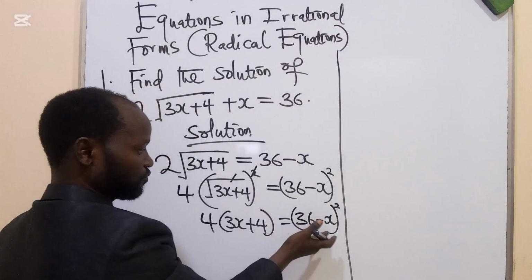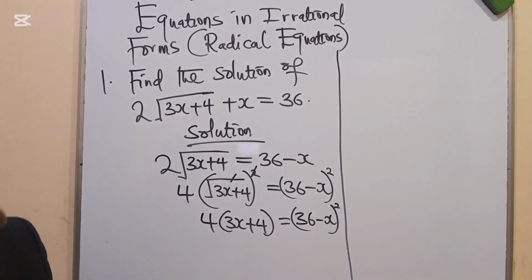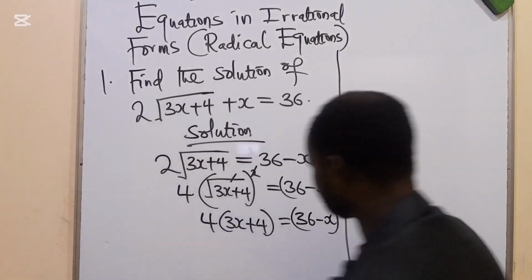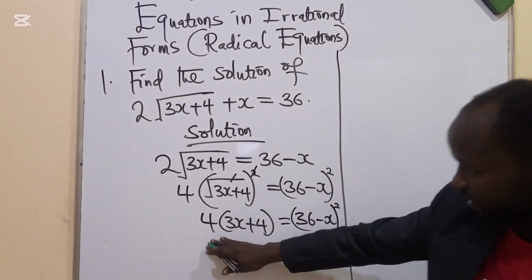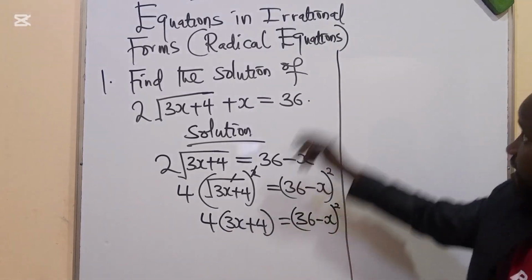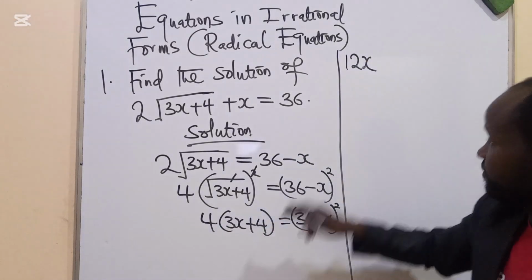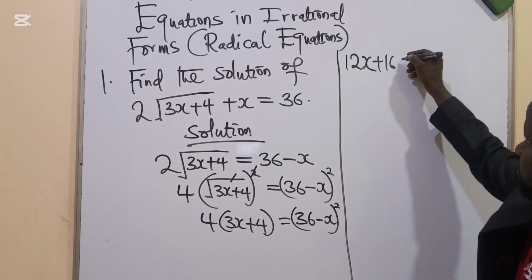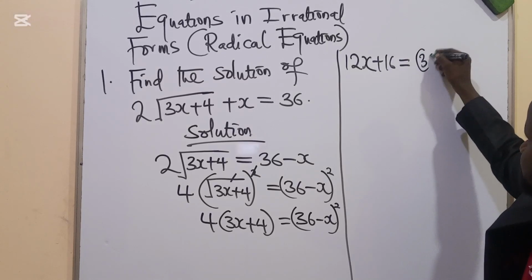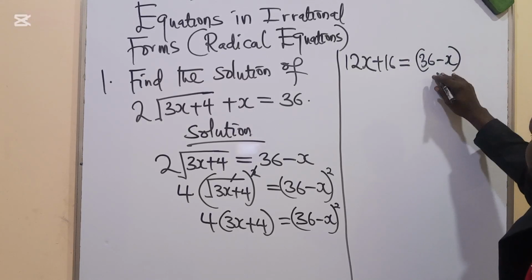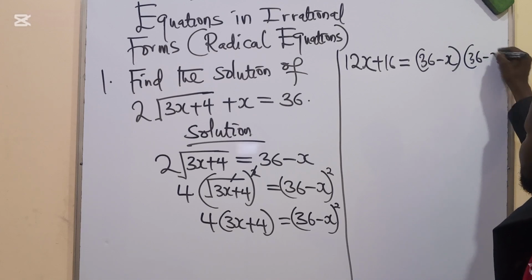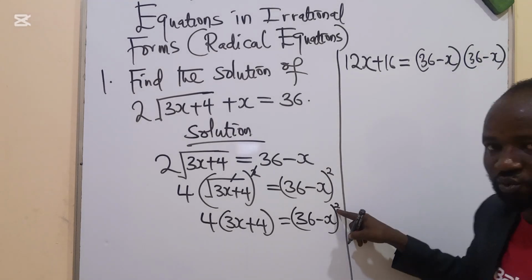Next is to expand this bracket. Let's see how we can expand. Let's clear this bracket first. 4 times 3x, that's 12x. 4 times 4, that's plus 16. This will equal 36 minus x in one bracket and 36 minus x in another bracket. That's what this square means.